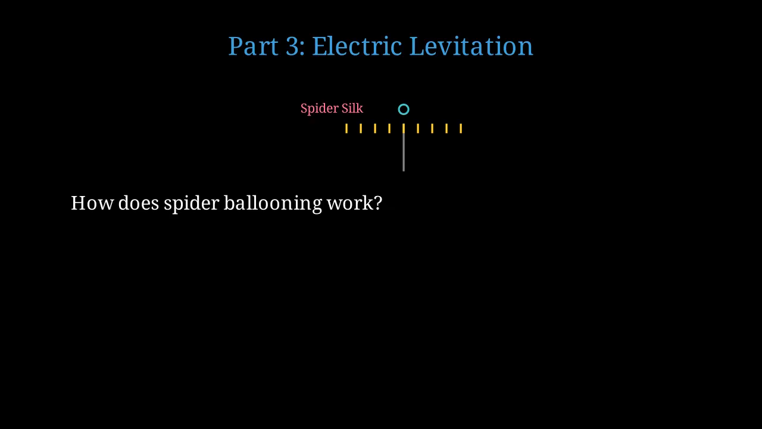The mechanism is fascinating. Earth's surface is negatively charged, creating a vertical electric field of about 100 volts per meter pointing downward.